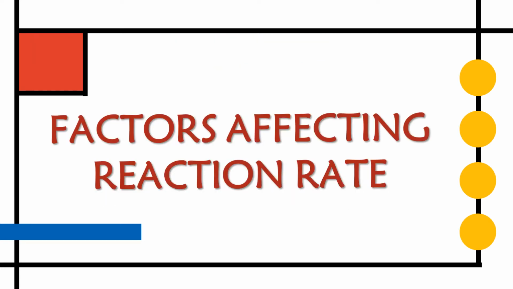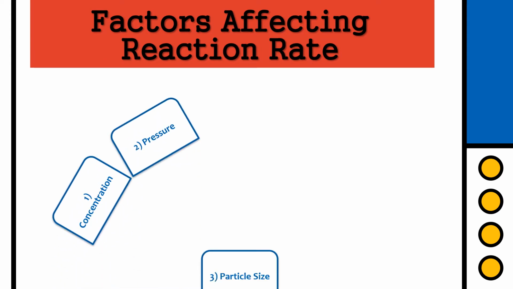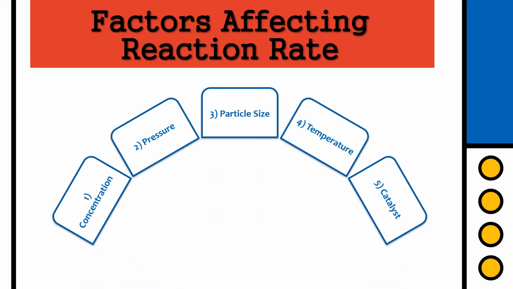Factors affecting reaction rate. So what are the factors affecting our reaction rate? We have 5 different factors affecting the reaction rate, which are concentration, pressure, particle size, temperature, and catalyst. So how does each of these factors affect our reaction rate?